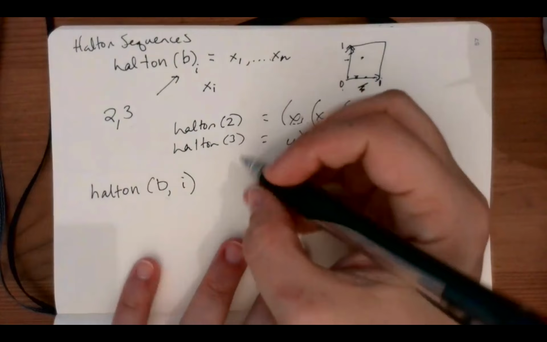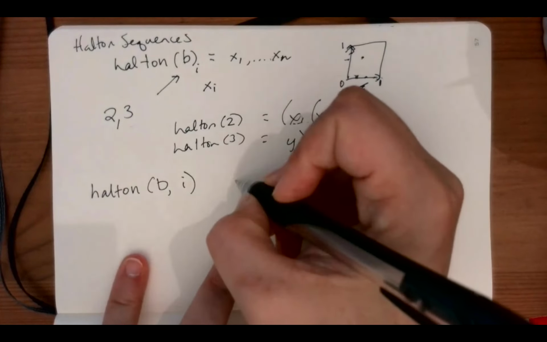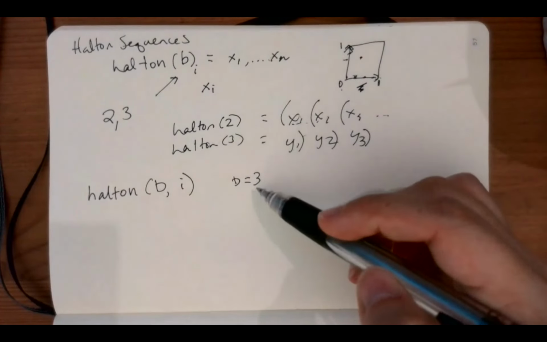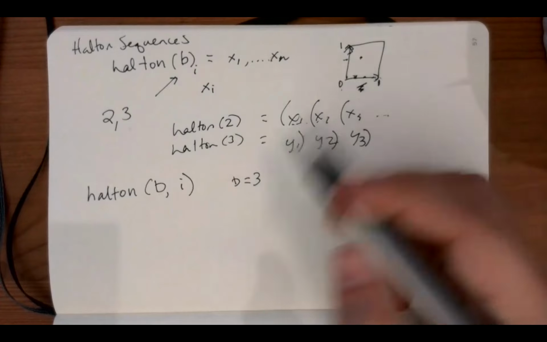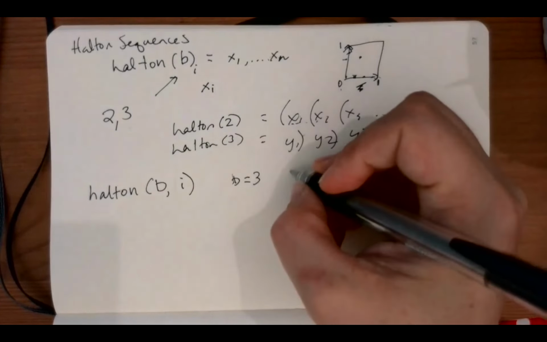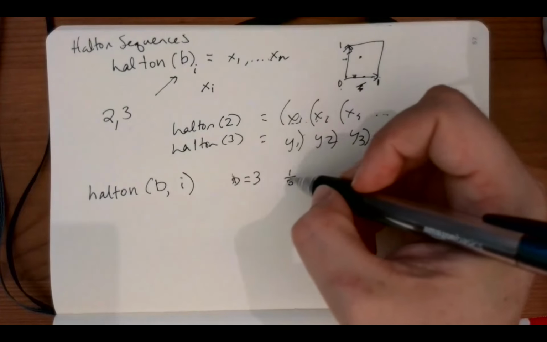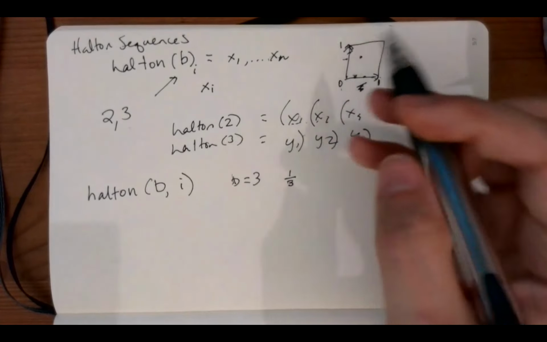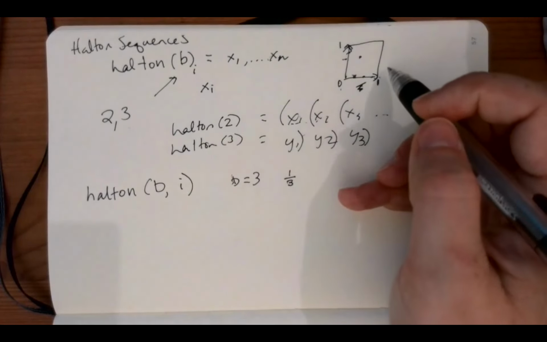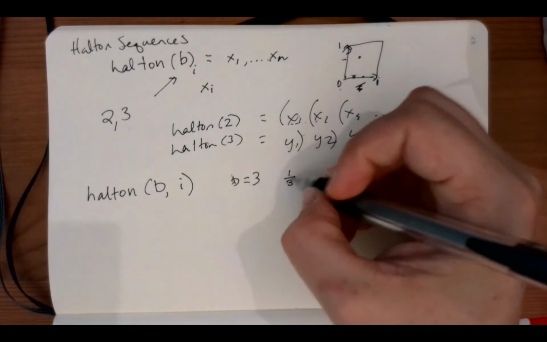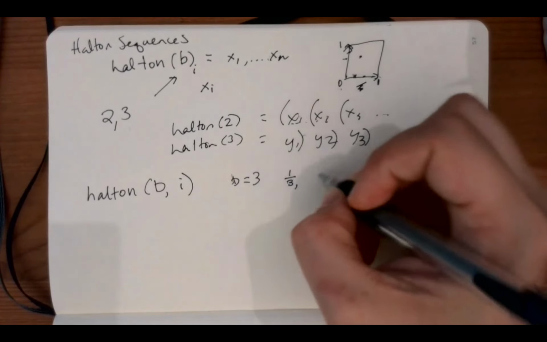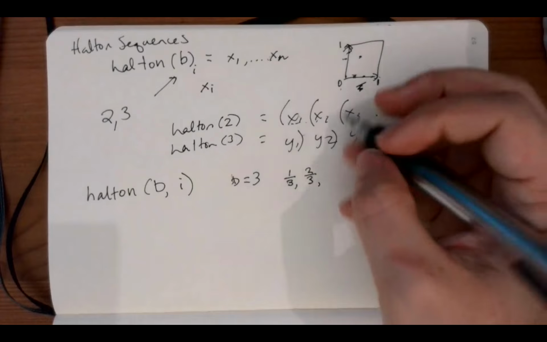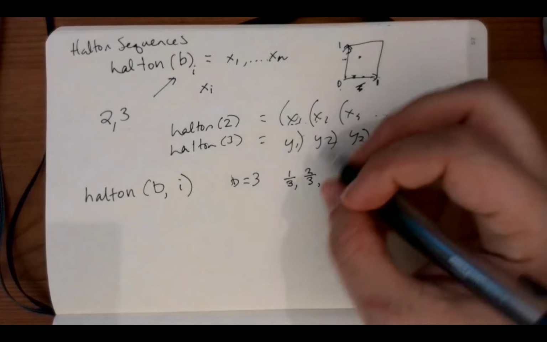Well, we can talk about it intuitively first. Let's suppose our base is 3. Then we're going to divide 1 by this base. We're going to get 1/3, and then we're going to go up in increments of that value, up until before we get to 1. So we've got 1/3, and then we increment that by 1/3 and we get 2/3, and doing it again would be 3/3, so that's 1. We skip that one.